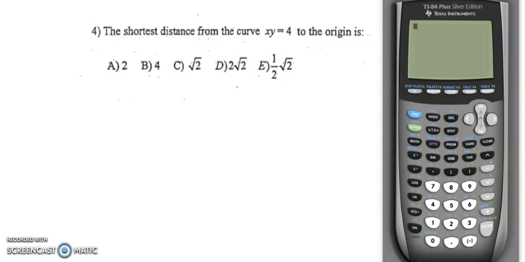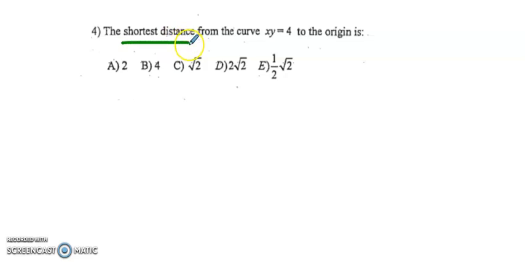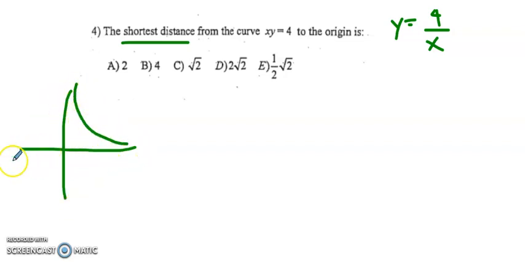All right, here's multiple choice number 4. This is actually an optimization problem because they're asking us to find the minimum distance from the curve xy equals 4 to the origin. I'm just going to show you that this is the same thing as y equals 4 over x. And if we were to graph this, we would find that it would be a standard hyperbola pushed a little bit out from the origin from a standard hyperbola of just 1 over x.